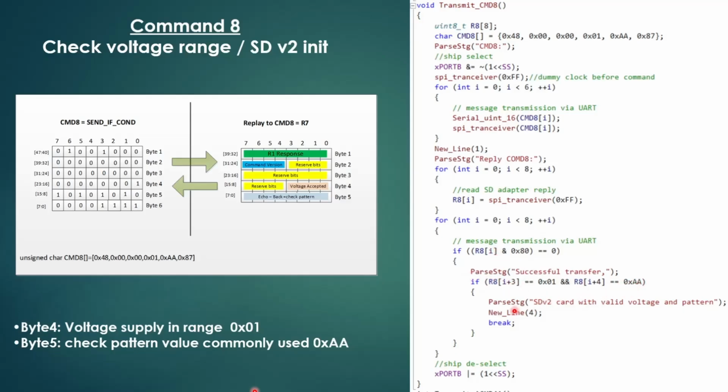Now, if we get to that point, then we know that the SD card states that the voltage is within range and the pattern is correct. So we can say that we had a successful transmission and reply. At this point, we can deselect the chip and we can move on. We're done with command 7.